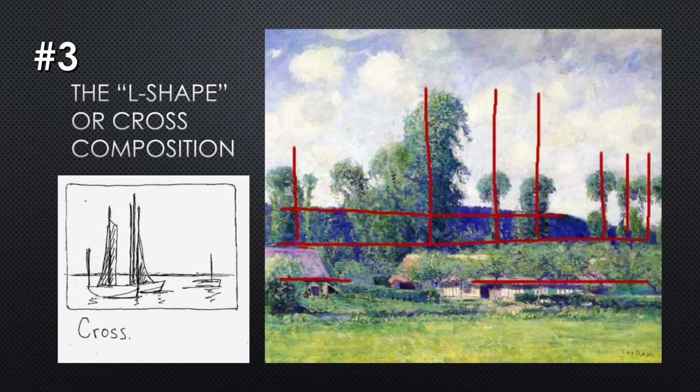Number 3 is the L shape or cross composition. So literally think of a cross, like you've got these lines of the sailboat crossing with the horizon line, or the lines of the tree, again with the horizon lines and buildings here. Again, another pretty sturdy composition, stable.